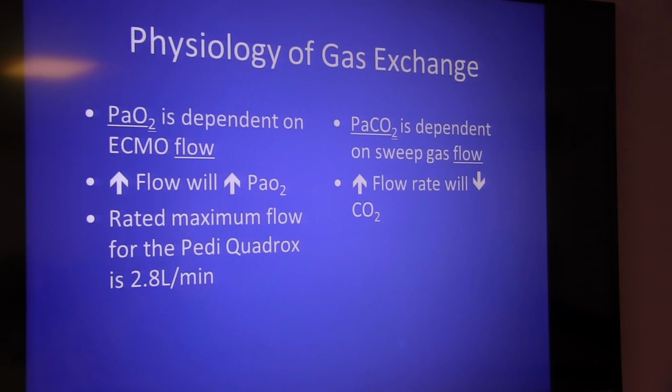All right. So one more time. The PaO2 is dependent on ECMO flow and the CO2 is dependent on sweep gas flow. So increasing your flow is going to increase your PaO2. Increasing your gas flow rate will decrease your CO2.